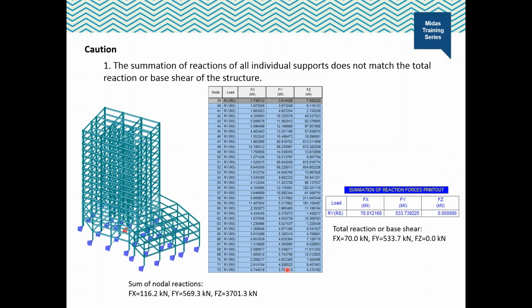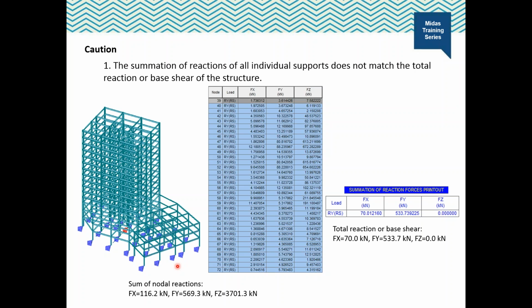There are some mistakes frequently made by the user about the response spectrum analysis. First, it is about the reactions. They might think the summation of reactions of all individual supports should match the total reaction, just like static analysis results. This is not true. In response spectrum analysis, any response is calculated from the modal responses by modal combination rule.